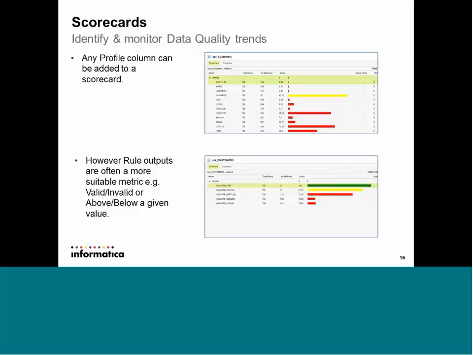So rule outputs are more suitable, mainly because they can give us binary results. So it's valid or invalid, it's above or below a certain value, or it's between certain values. And that kind of information is probably more suited to any kind of metric. Is it right? Is it wrong? Is it within a particular set of values that you're aiming for? So often scorecards will be made up of a lot more rules rather than just the actual raw columns.